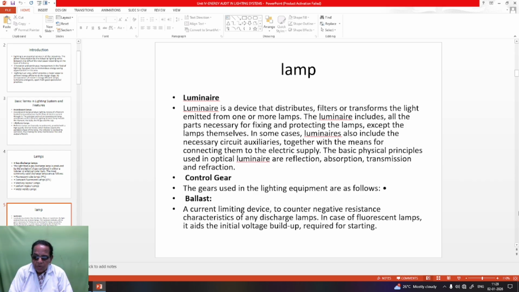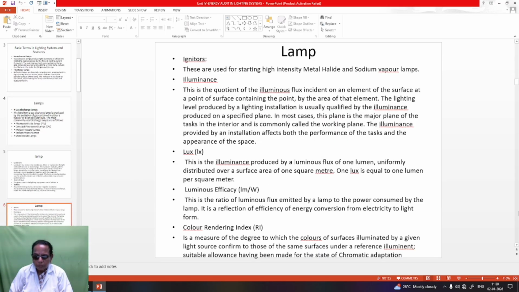Control gear. The gear used in the lighting equipment are as follows: Ballast, the current limiting device to counter negative resistance characteristics of any discharge lamps. In case of fluorescent lamps, it aids the initial voltage build-up required for starting. Ignitors. These are used for starting high intensity metal halide and sodium vapor lamps.